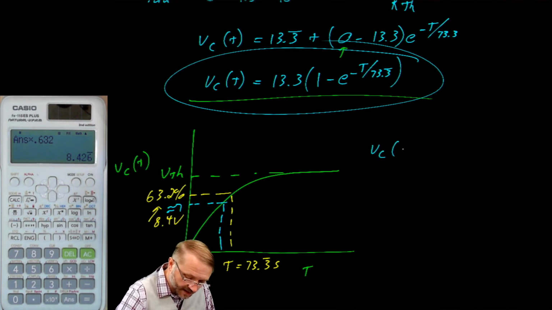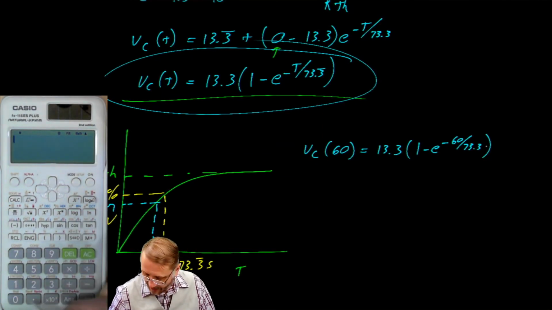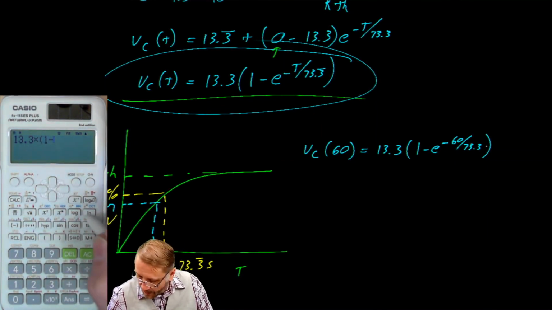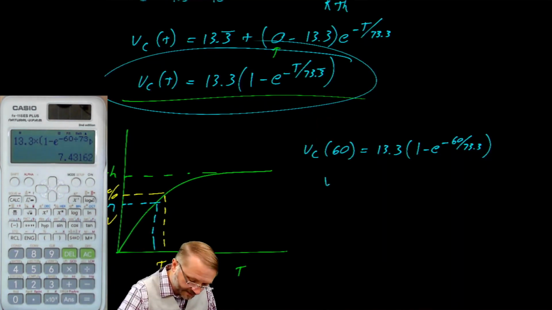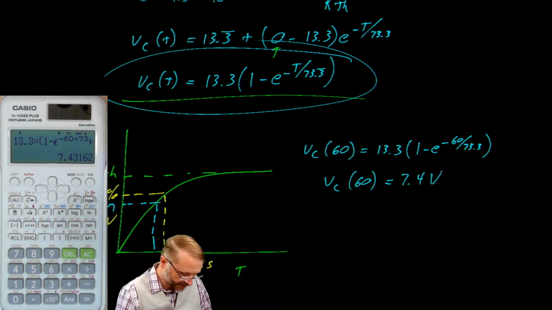So Vc of 60 seconds is equal to 13.3 times (1 minus e to the negative 60 over 73.3). You can key that into the calculator as 13.3 times paren 1 minus exponent negative 60 divided by 73.3. Remember that you can't close the parenthesis there. What you'll need to do is walk it over with the arrow key and then close the parenthesis. So there we are. The voltage on the capacitor at 60 seconds is equal to 7.4 volts.